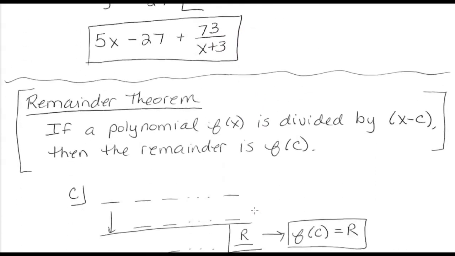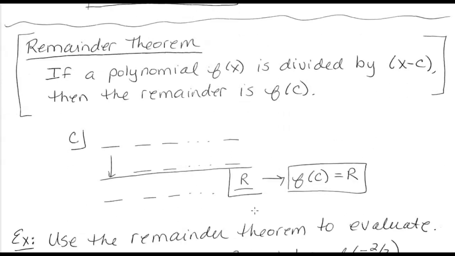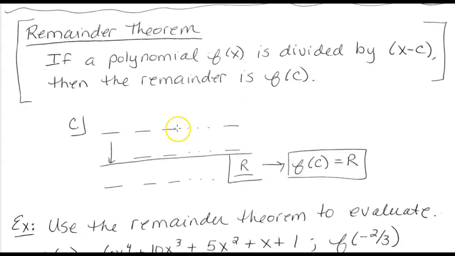All right, so we'll get back to using that here in a second to talk about polynomial zeros, okay? The next part of this section is using what we call the remainder theorem. The remainder theorem is a way of evaluating a polynomial using synthetic division. So it says the following. If a polynomial f of x is divided by x minus c, then the remainder is f of c.